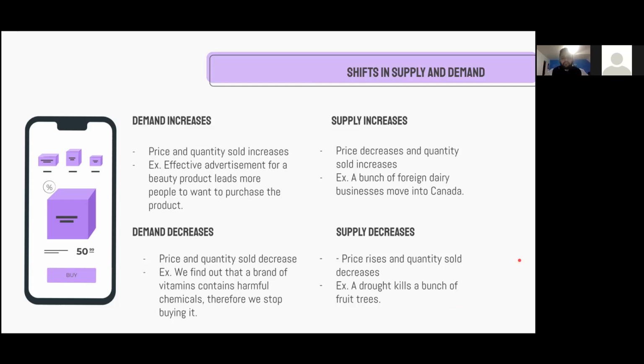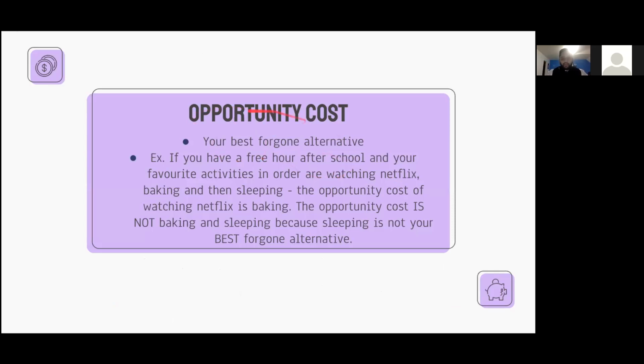Anyway, let's talk about another concept called opportunity cost, okay? Opportunity cost is another concept in economics, which talks about your best foregone alternative, right? If you want to think about this in simplest terms, this is the second best option that you would have had if you didn't pick the option that you did pick, right? So notably, if you have a free hour after school and your favorite activities that you want to do after school, they all take an hour long, are either watching Netflix, baking, or sleeping in that order. If you choose to watch Netflix, your second best option would have been baking, right? Therefore, the opportunity cost of watching Netflix is baking.